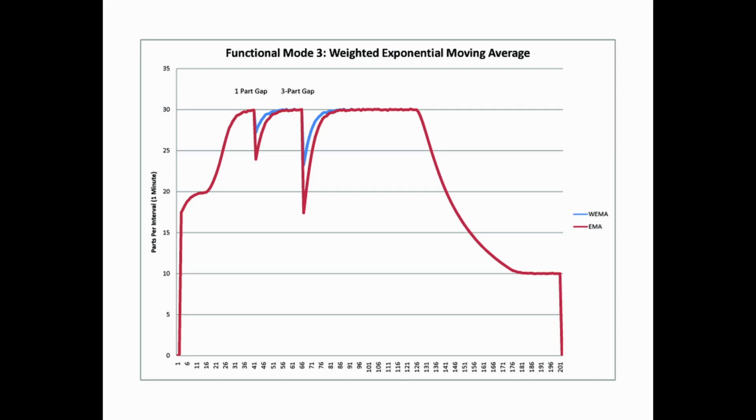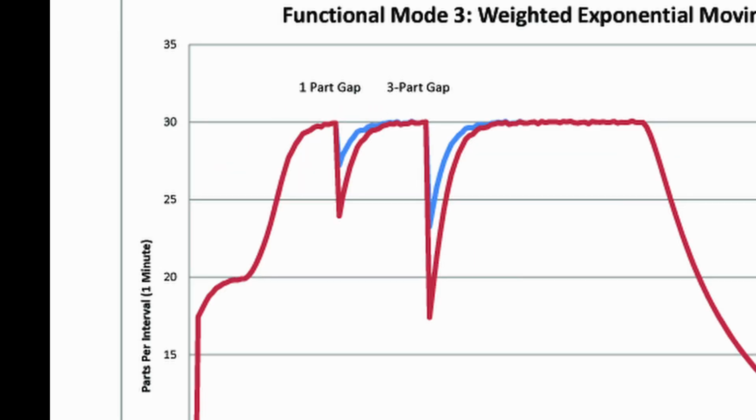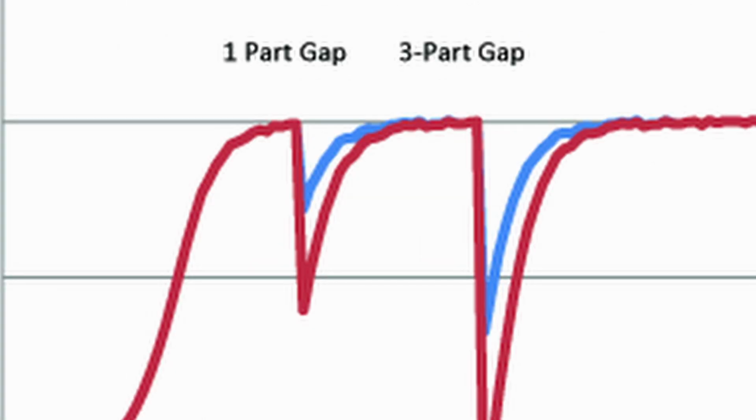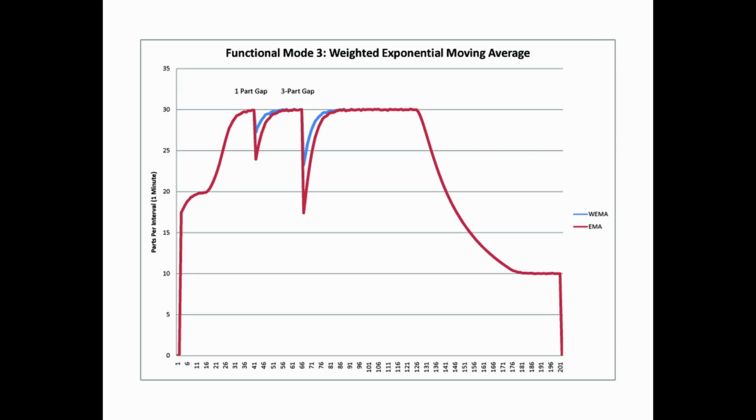The third mode is a weighted exponential moving average, and the red line here is the exponential moving average from the first graph. The blue line is the weighted line, and what that does is any outliers are weighted differently from the standard, from the regulars. So both graphs follow the same trajectory, except when a part is missing or 3 parts are missing, they're weighted less, so they don't drag down the whole average that much.